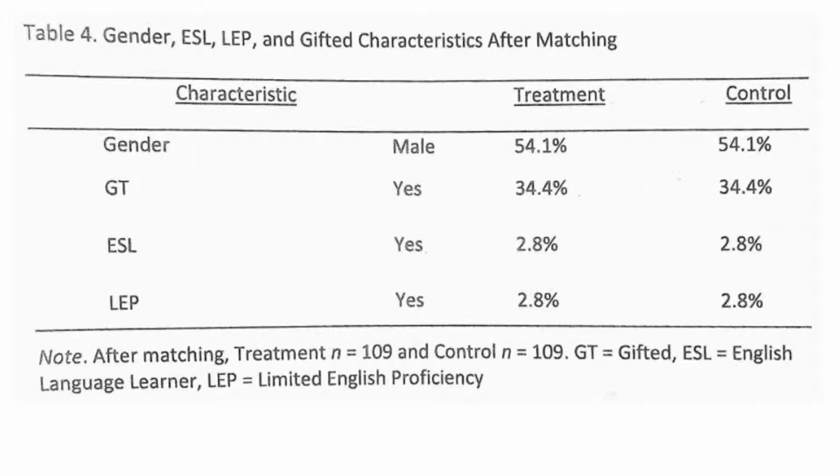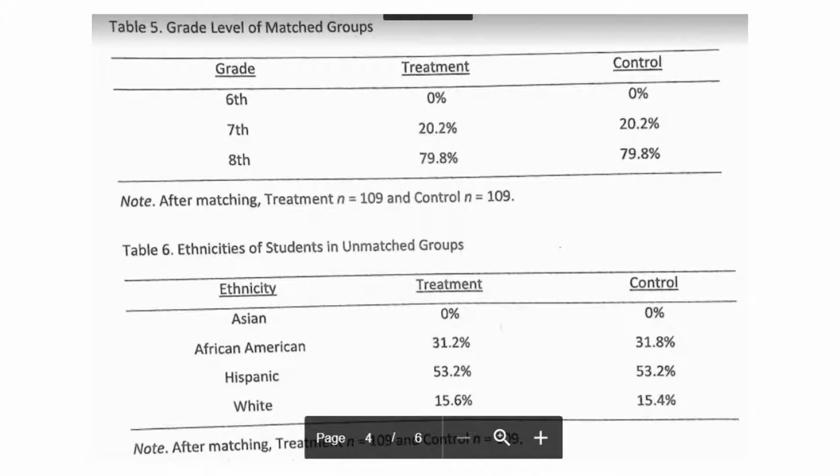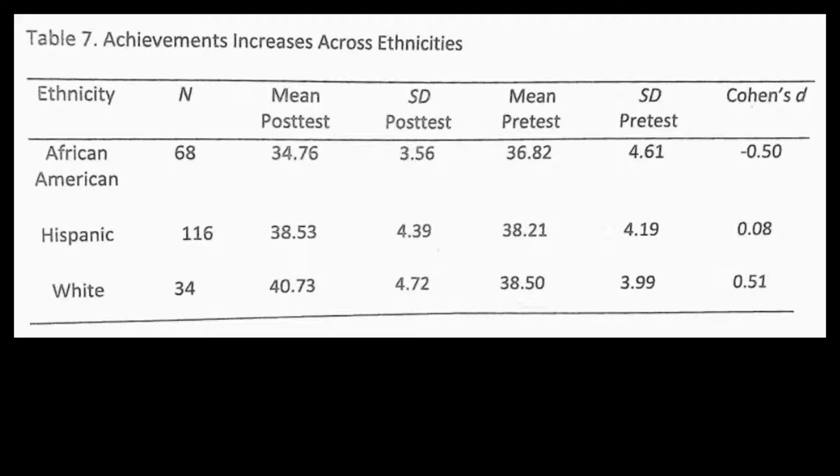Very interesting. Now, after the matching with the GT, the ESL, and the LEP, again, all male, the treatment and the control. So remember, the treatment had the interactive whiteboard and the control did not. So really no change there whatsoever. Now, in the others here, let's see. This is not the one I'm looking for. And I apologize. This breaks it down again to the match. And here we go. Right here, the African American, their standard deviations are shown. Their mean from their post-test to their pre-test.